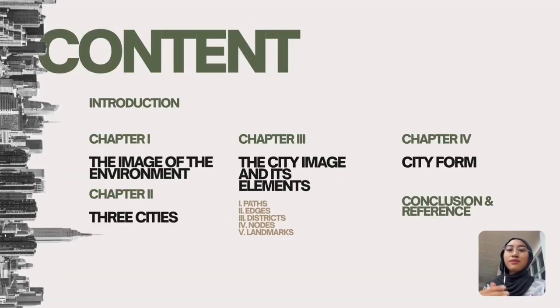Alright, to give you a roadmap of our presentation, we'll start with an introduction to Kevin Lynch himself. Chapter 1 covers the image of the environment. Chapter 2 looks at the 3 specific cities Lynch studied. Chapter 3 breaks down the 5 famous elements: paths, edges, districts, nodes, and landmarks. And finally, we'll wrap up with our city form and our conclusion.